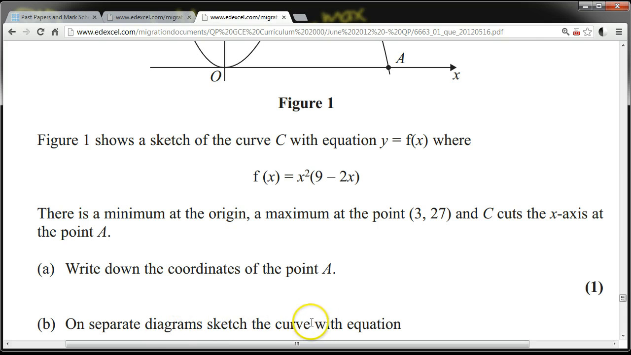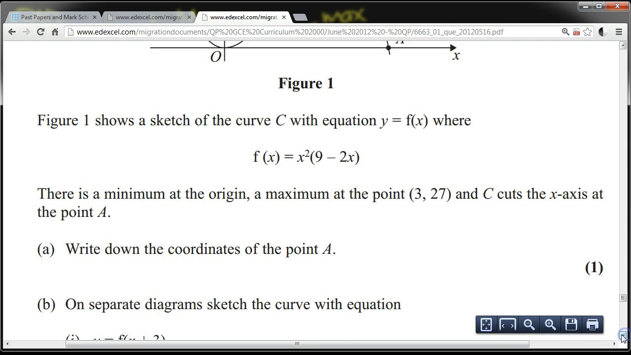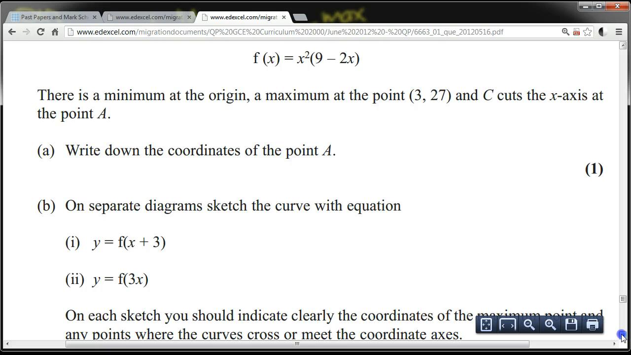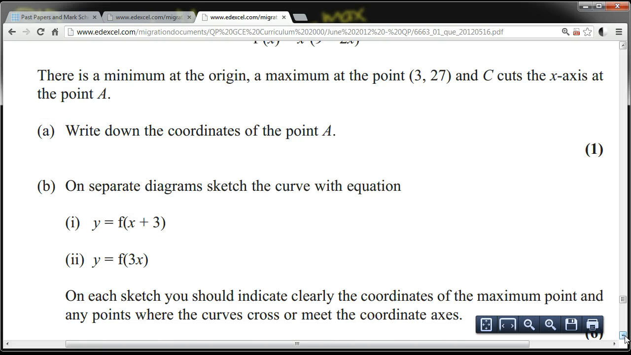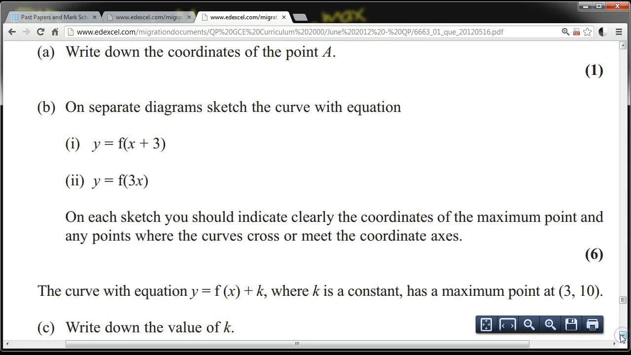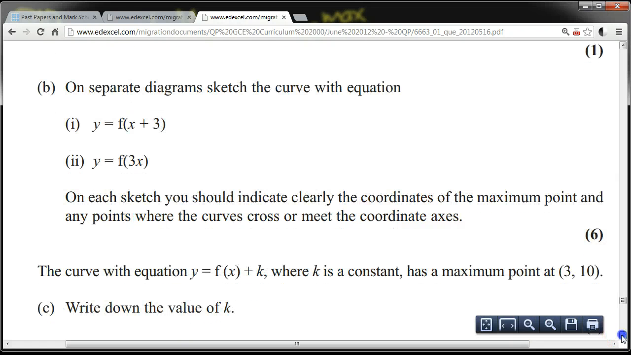On separate diagrams, sketch the curve with equation y equals f of x plus 3 and y equals f of 3x. On each sketch, you should indicate clearly the coordinates of the maximum point and any points where the curve cross or meet the coordinate axes. The curve with equation y equals f of x plus k, where k is a constant, has a maximum point at (3, 10). Write down the value of k.